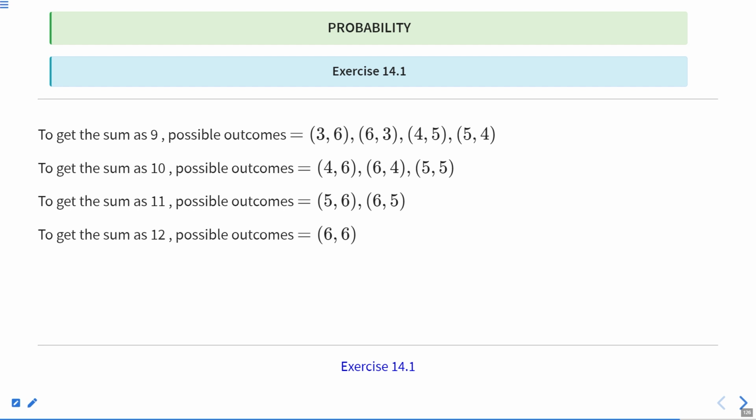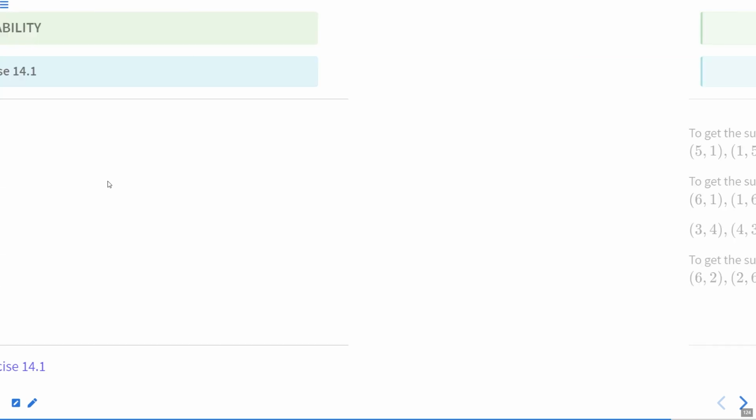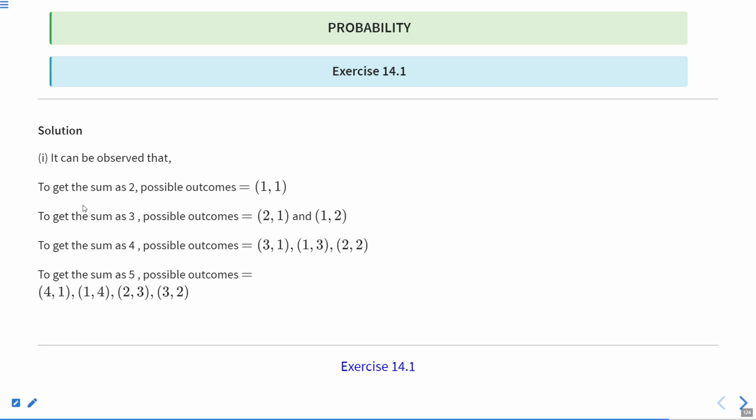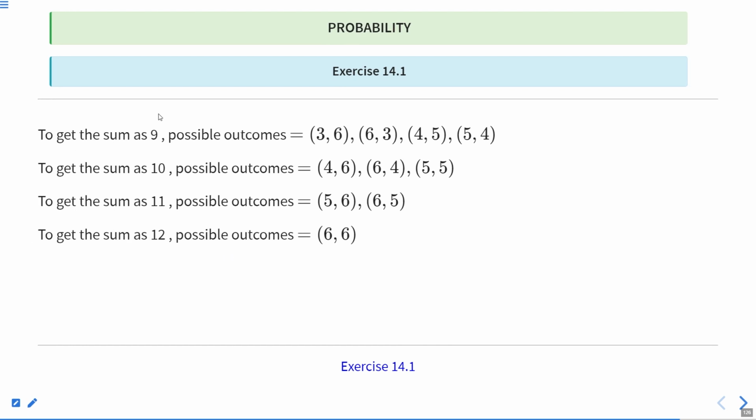So here we get the possible outcomes to get the sum as 2, 3, 4, 5, 6, 7, 8, 9, 10, 11, and 12.